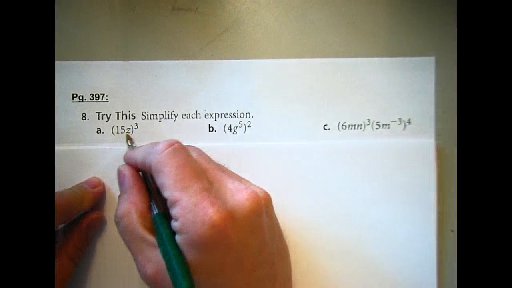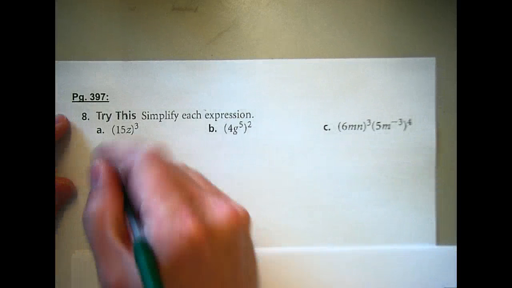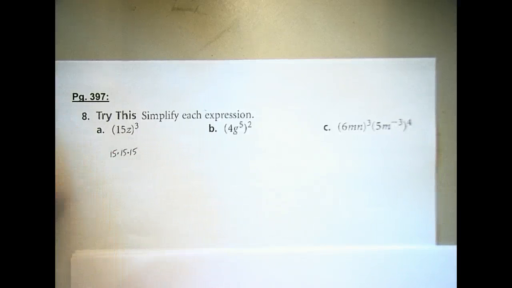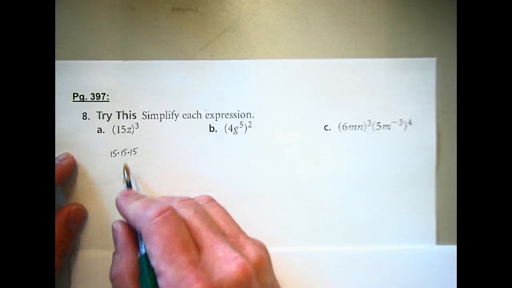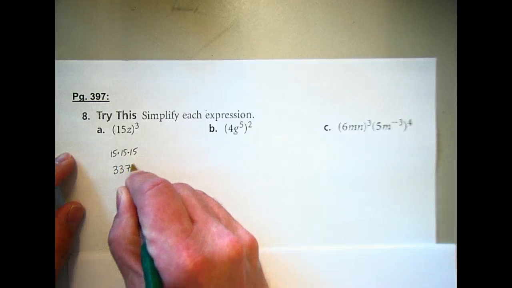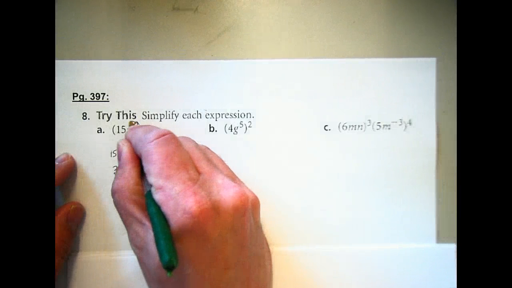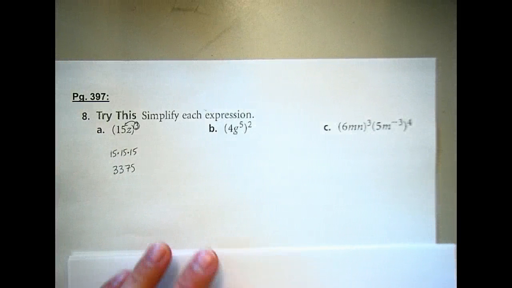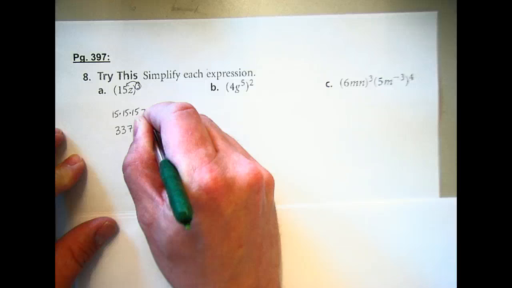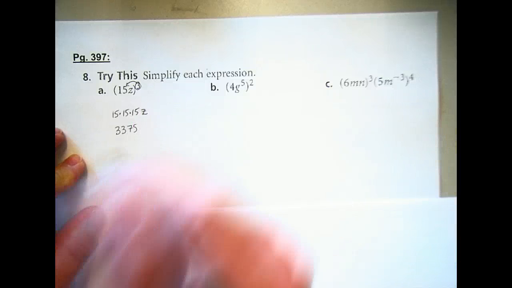Let me try another one. Amanda, what did you get? I just did 15 times itself 3 times. Okay, 15 times 15 times 15? Yeah. And what'd you get? 3,375. So you brought that cubed into the 15. And then you just put the z on the end? Yeah. Okay. Anyone else do anything different?